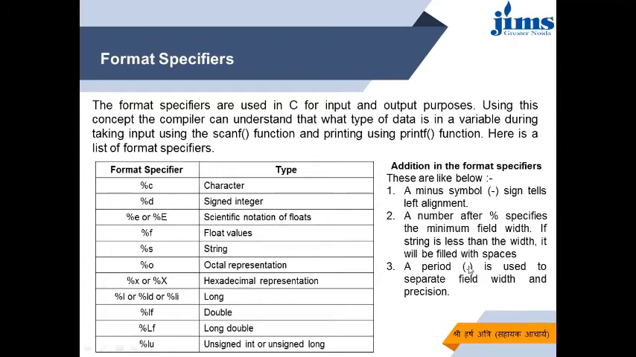The period, the full stop. In the C programming language, the full stop is named a period, and it is used to separate field width and precision. We will understand these three points with the help of a demonstration. Let's see the demonstration of this.